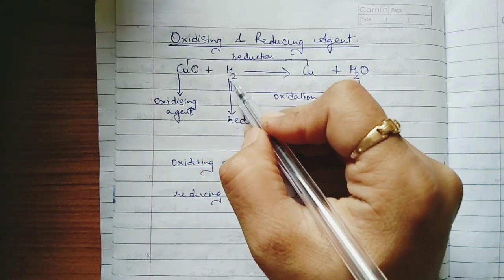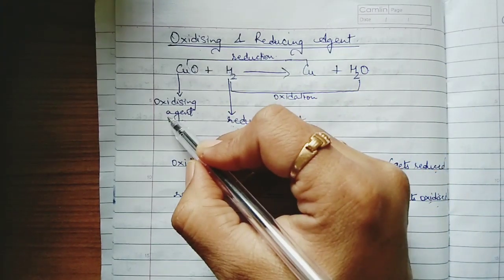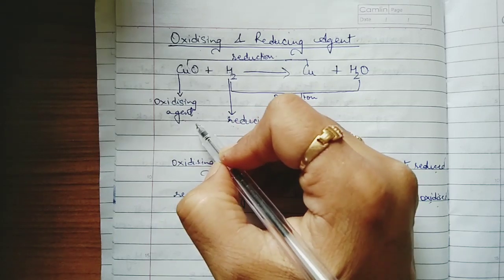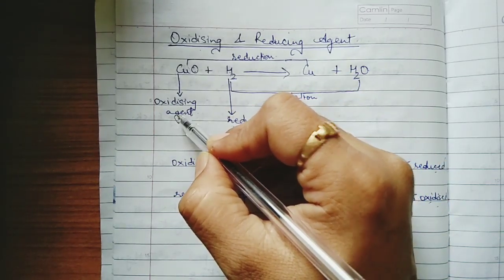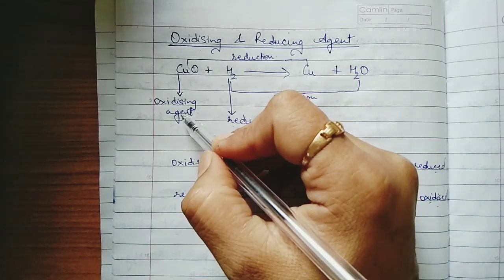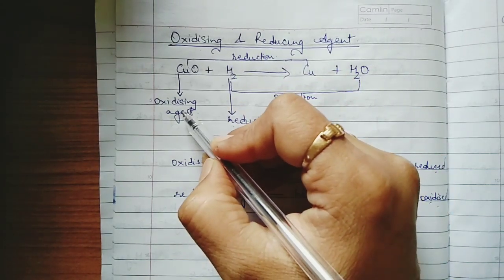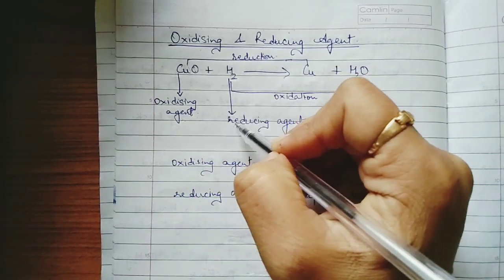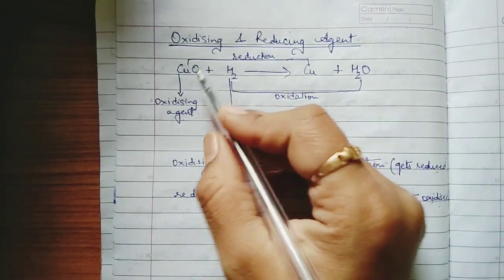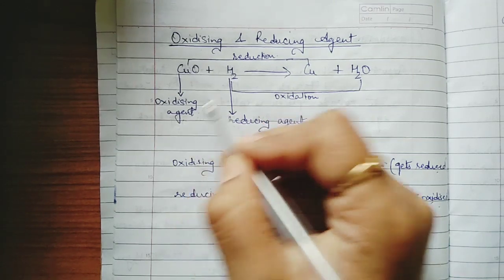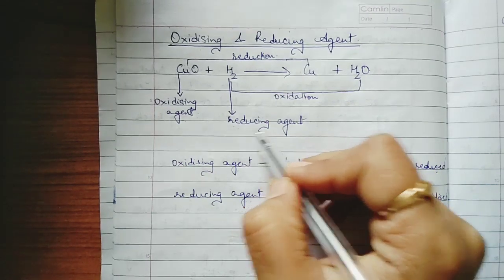So CuO helped in the oxidation of H2. So CuO becomes the oxidizing agent. Agent means helper. Here, because CuO helped in the oxidation of H2, CuO becomes the oxidizing agent. So this is the oxidizing agent CuO, and H2 is the reducing agent. CuO underwent reduction and acted as an oxidizing agent. H2 underwent oxidation and acted as a reducing agent.